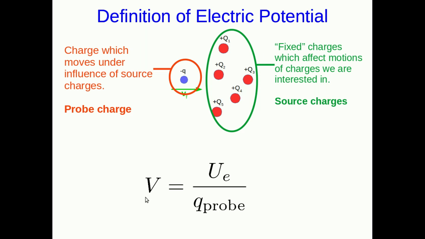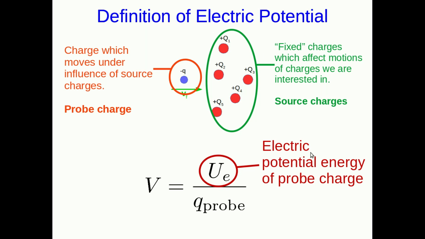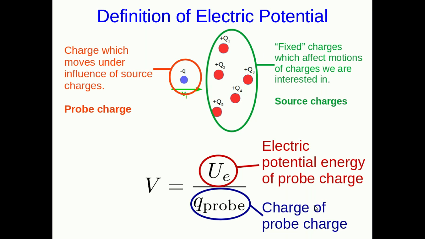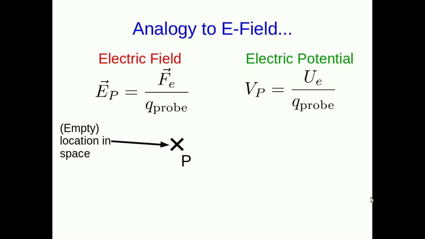And so we define the potential this way, where this U_E is the electric potential energy of the probe charge. That's using that lazy use of language I just pointed out. This is its charge, and this V here is the electric potential. Now, if this is all seeming awfully familiar, that's good. We just finished learning about electric fields, and they were defined this way. And now we're looking at electric potential, and it's defined this way. And look, those look awfully similar, don't they? So let's make this similarity more explicit.